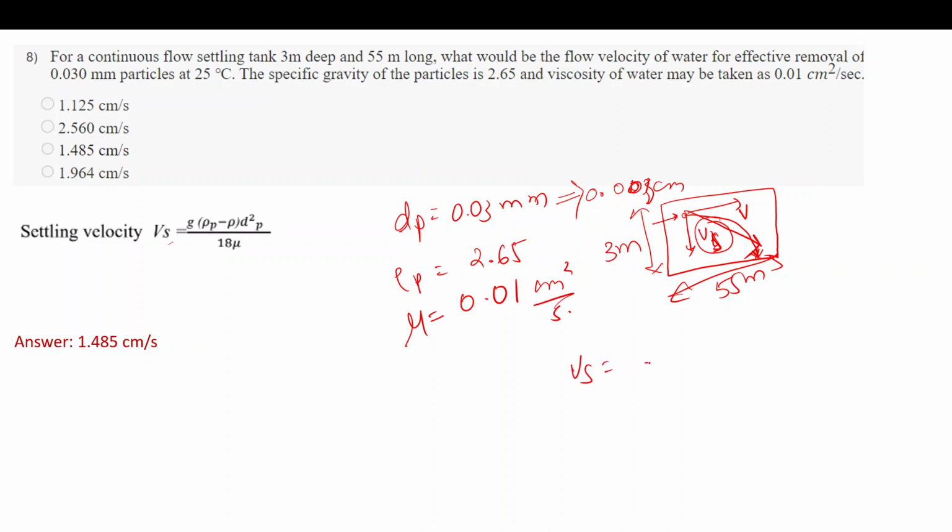Now Vs is nothing but g into (rho p minus rho) into dp square divided by 18 mu. Now g here is 9.81 meter per second square. Sorry, it's meter per second square. So convert this 9.81 into centimeters, which will give you 98.1 centimeter per second square.